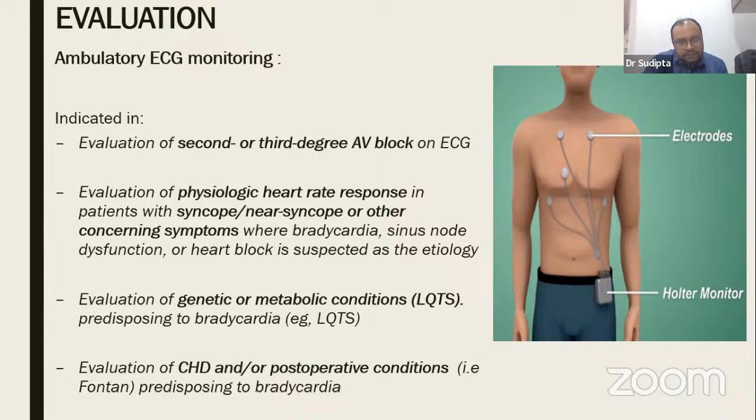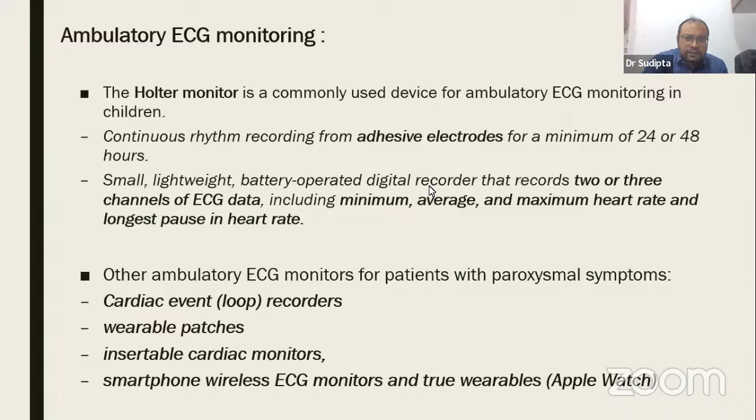So the Holter monitor, as we can see from this picture, has adhesive electrodes and a monitor, and that is a small lightweight battery-operated digital recorder, which records two or three channels of ECG data and can give the minimum, average, and maximum heart rate, as well as the longest pause in heart rate and evidence of tachycardia or supraventricular or ventricular tachycardia. Other ECG monitors which can be used include cardiac event recorders, wearable patches, insertable cardiac monitors, and smartphone-based recorders.